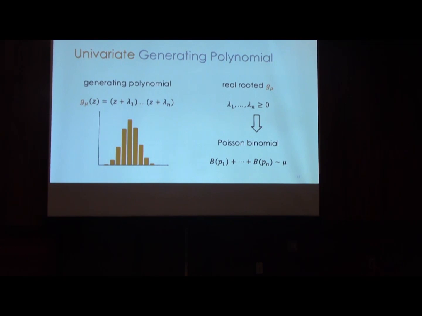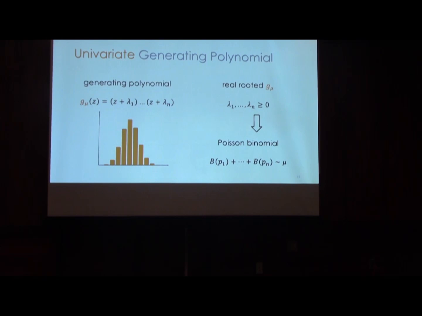Why is that? Because each of these factors, z plus lambda i, is the generating polynomial of a Bernoulli random variable, up to constants. You always normalize so that the measure is 1. So z_i plus lambda i would be a Bernoulli with probability lambda i divided by 1 plus lambda i.